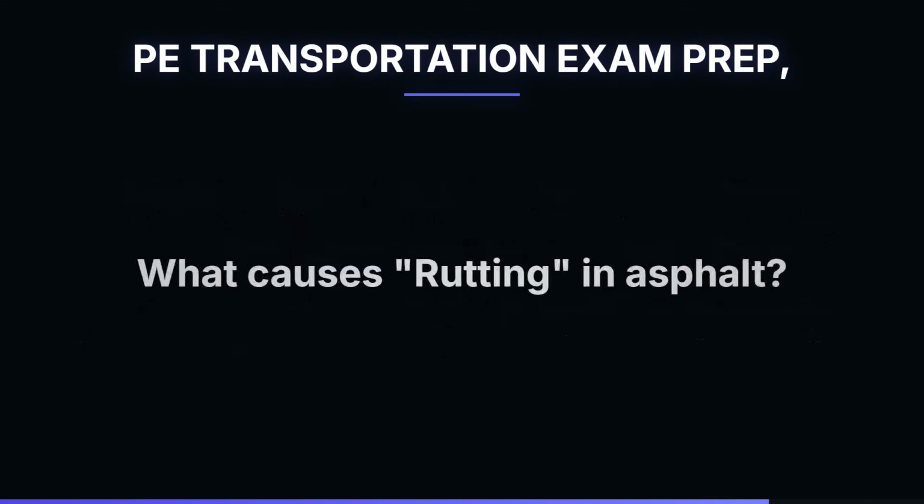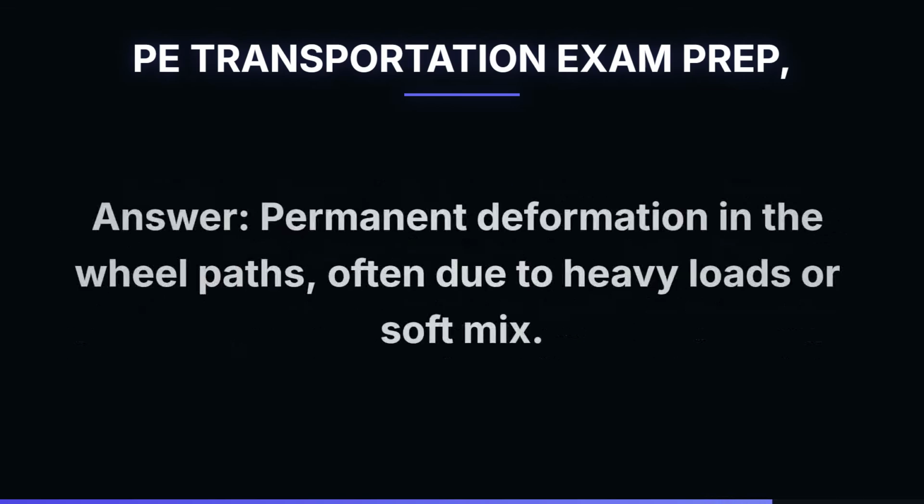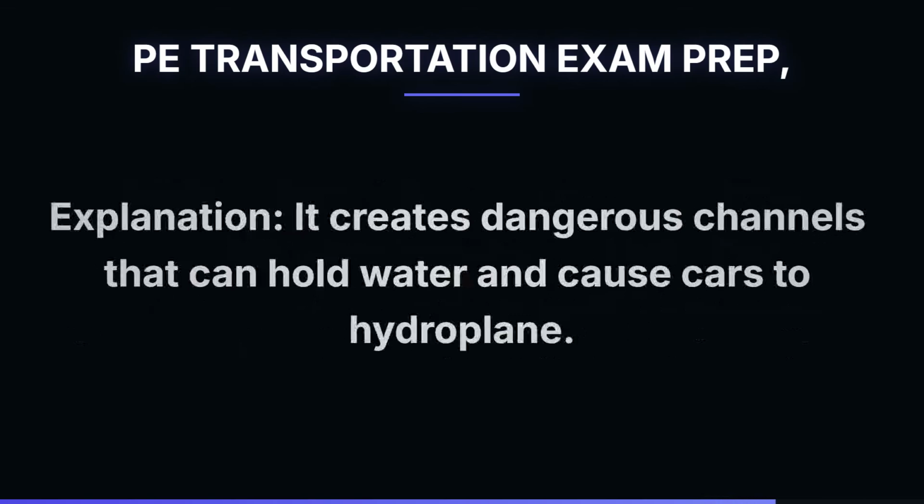5. What causes rutting in asphalt? Answer: permanent deformation in the wheel paths, often due to heavy loads or soft mix. Explanation: it creates dangerous channels that can hold water and cause cars to hydroplane.